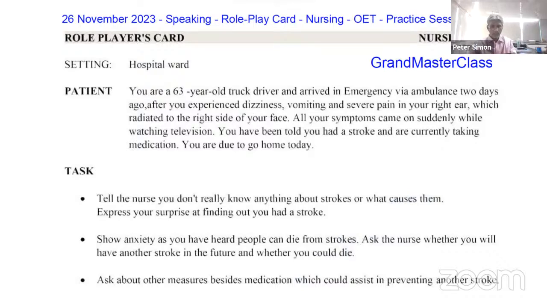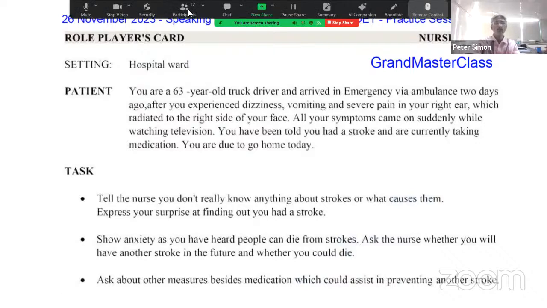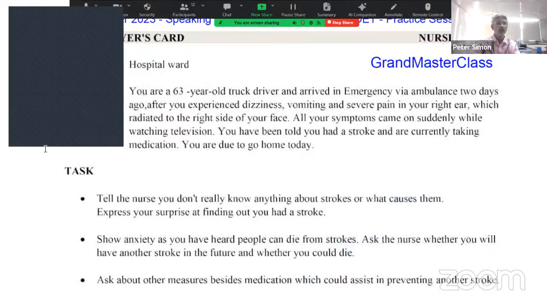Yeah, now it is your turn. I will type the sentence which our coordinator has written. So nurse, I'm writing the dialogue here. Good afternoon. You can write your answer to my statement.